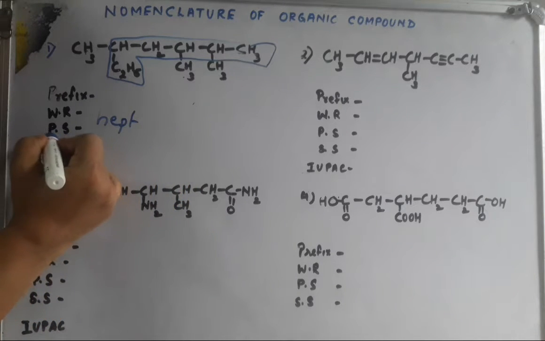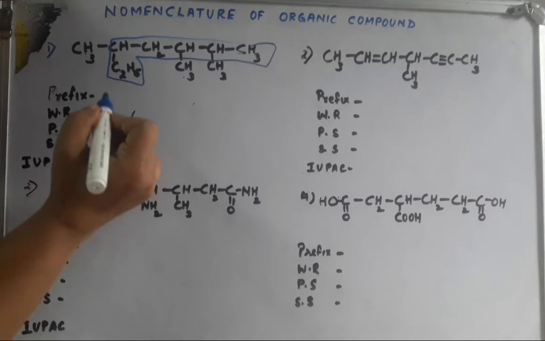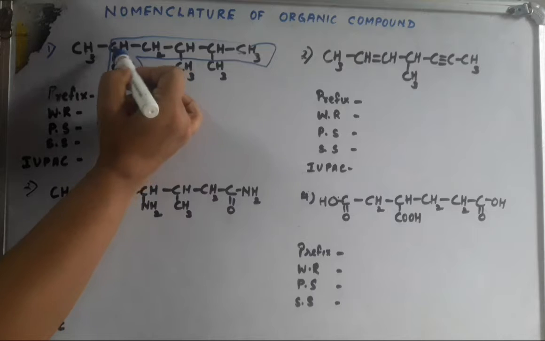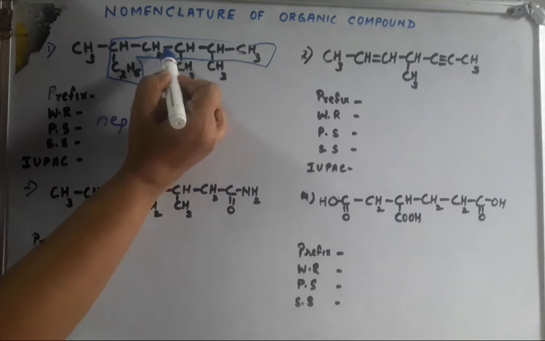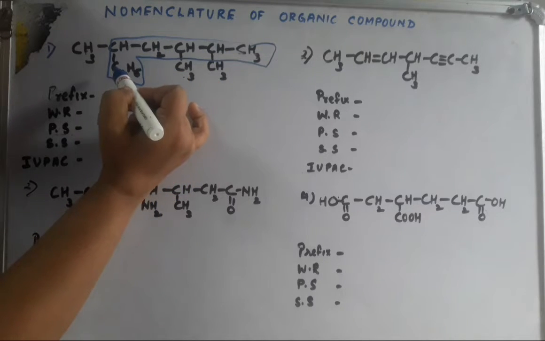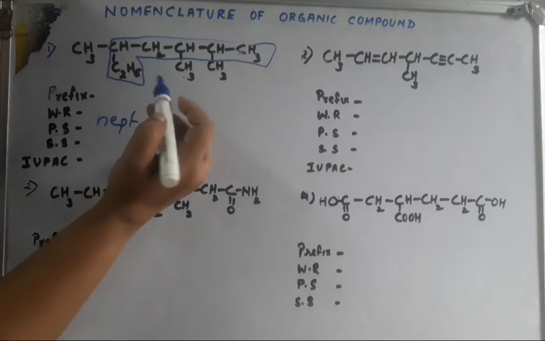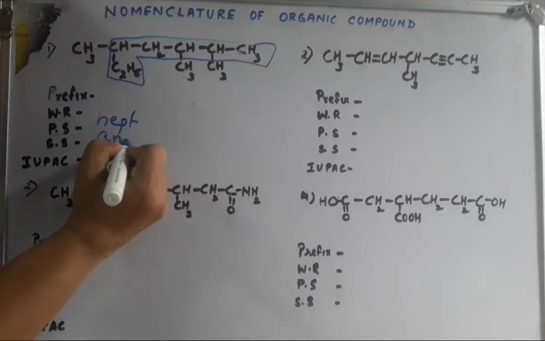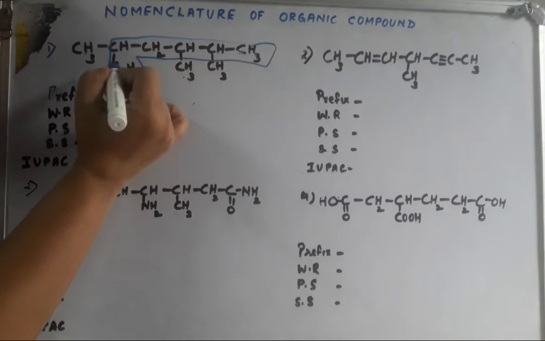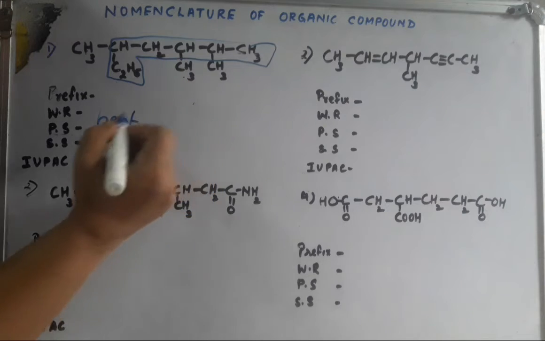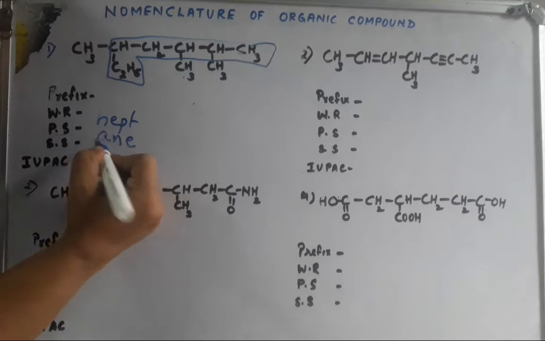Now the next is primary suffix. Primary suffix indicates the nature of bond in the carbon chain. So nature of bond here is all single bond. The name related to single bond is ANE. If a double bond is present anywhere, we will take ENE. If there is a triple bond present, we will take YNE. So this is how the primary suffix is.